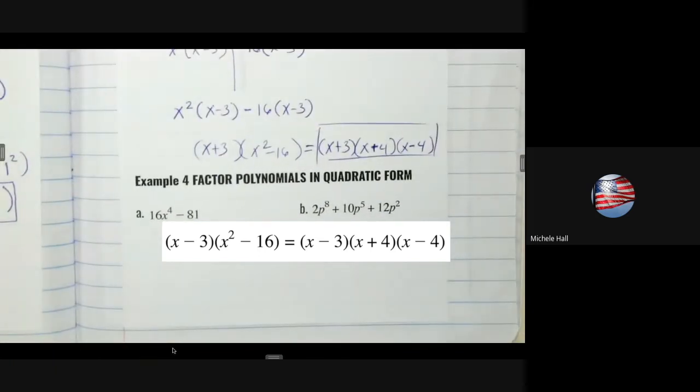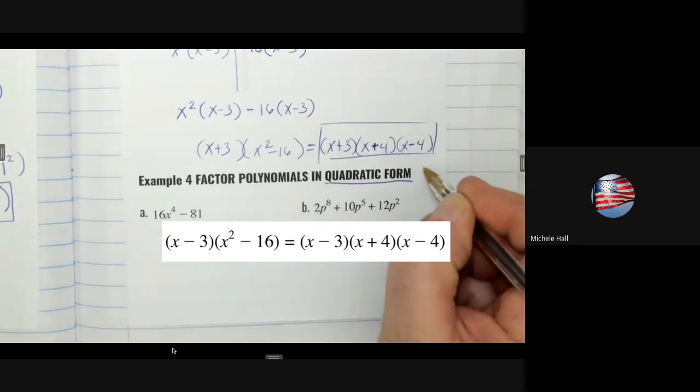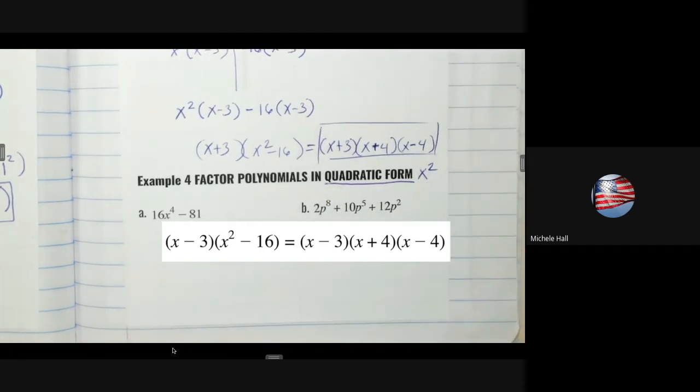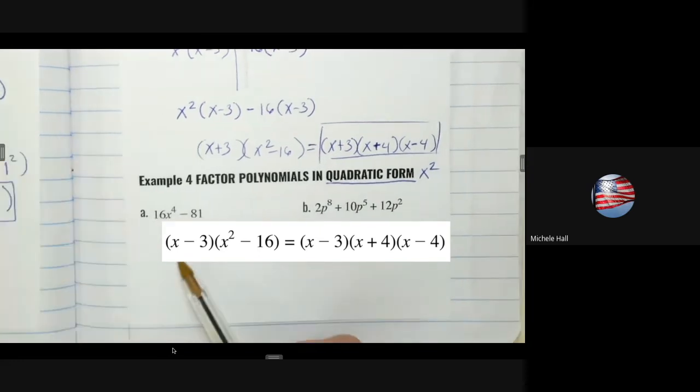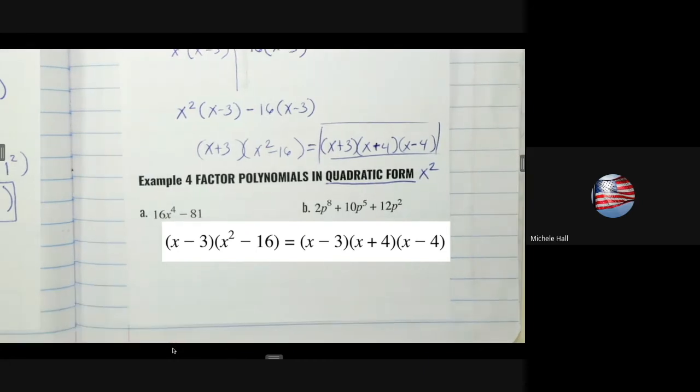Factor polynomials in quadratic form. Quadratic usually means you're looking for something like x squared. Here, they want us to factor in quadratic form. So this is just another technique to look at this. I mean, we could actually just factor this right off the bat because 16 is a square, x to the fourth is also a square, and 81 is a square. But let's do what they're asking in quadratic form.